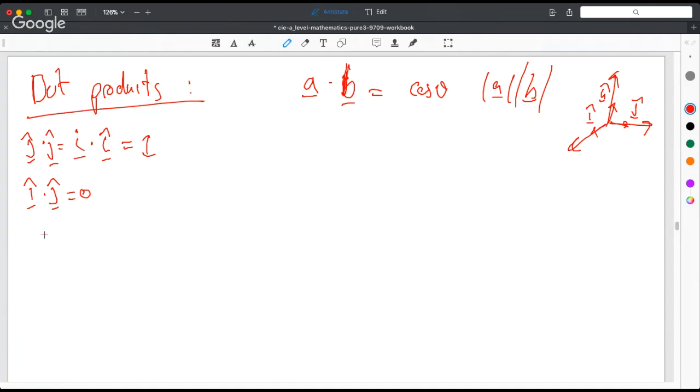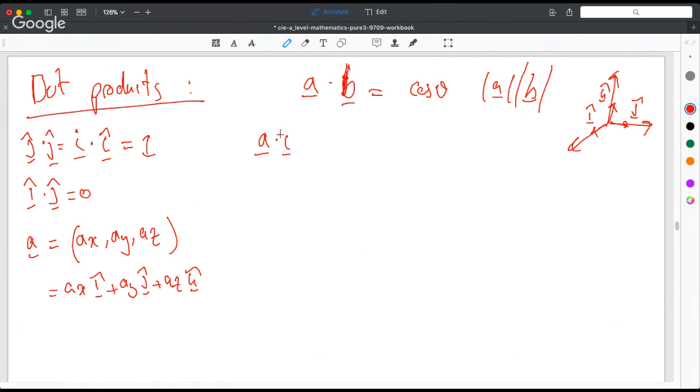Then what we said was, A is a vector. We can rewrite that as AX, AY, AZ. That's writing in vector notation, which is the same as writing A lots of AX lots of I plus AY lots of J plus AZ lots of K. What happens if we take A dot with I?